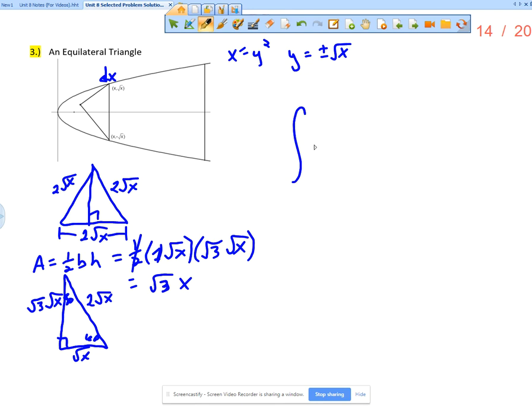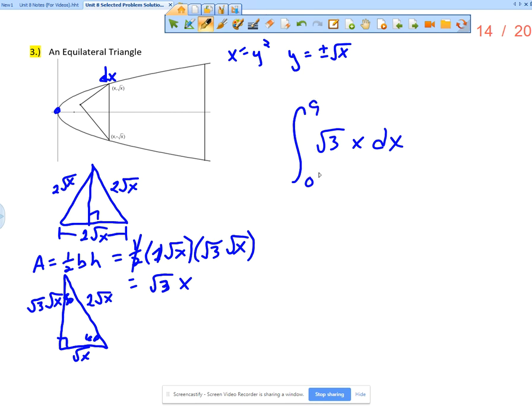All right, so now root 3x. I'm integrating root 3 times x with respect to x from what to what? I'm integrating from left to right, and the vertical line is at x equals 9. So we're integrating from 0 to 9.